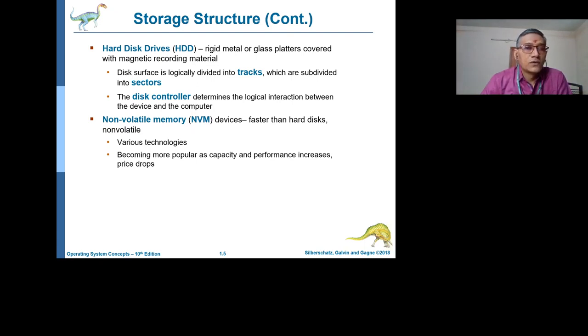The disk controller determines the logical interaction between the device and the computer. Every device will have its own device controller and device driver, so the disk controller is very important. Non-volatile memory NVMe devices are also secondary storage devices which are faster than hard disks. Various technologies have been implemented to further improve the storage capacity and the access time. It is becoming popular as capacity and performance increases and price drops.